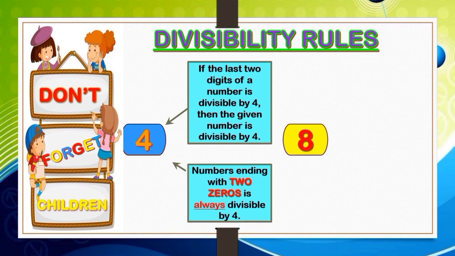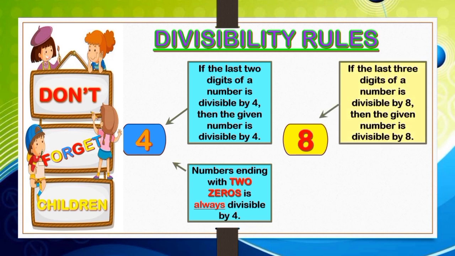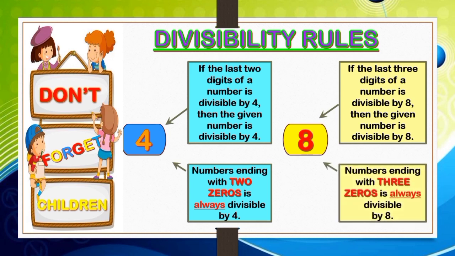Next is divisibility rule by 8. Also, there are two rules under this. The first rule states that if the last three digits of a number is divisible by 8, then the given number is divisible by 8. The second rule states that numbers ending with three zeros is always divisible by 8.